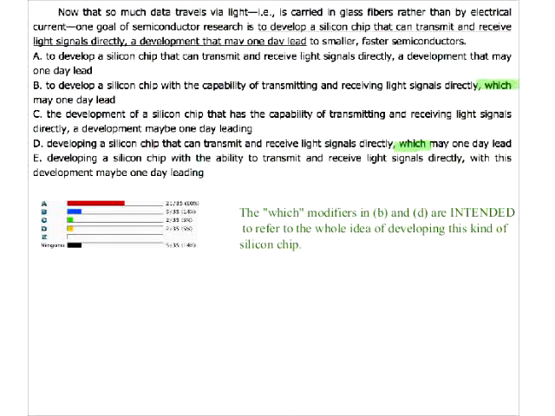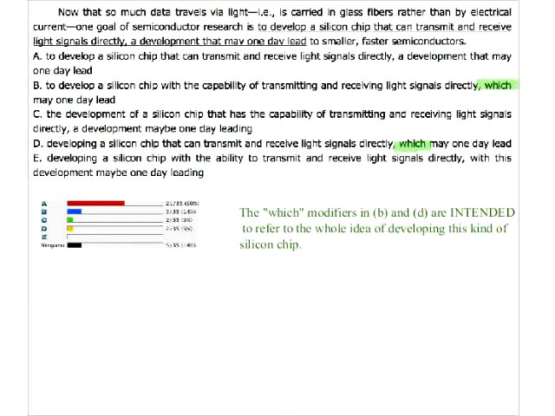That's the intended meaning, because remember that you always want to figure out what the sentence is trying to say before you dig into these grammar points. The meaning of the sentence is that semiconductor researchers are trying to make a silicon chip that will do these direct light signals. And if that development comes to pass, then it'll lead to smaller semiconductors. It's not the chip itself. The chip itself will not lead to smaller semiconductors. It's that sort of advance in research. To understand that, before you dig into grammar points, you have to start by learning what the sentence is saying and thinking about it with basically common sense.